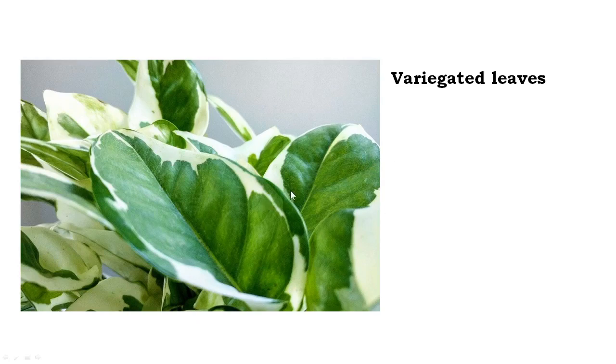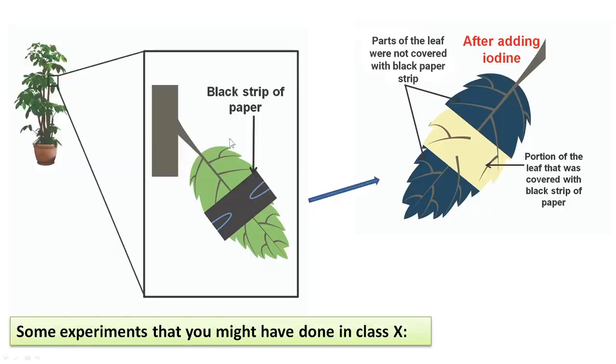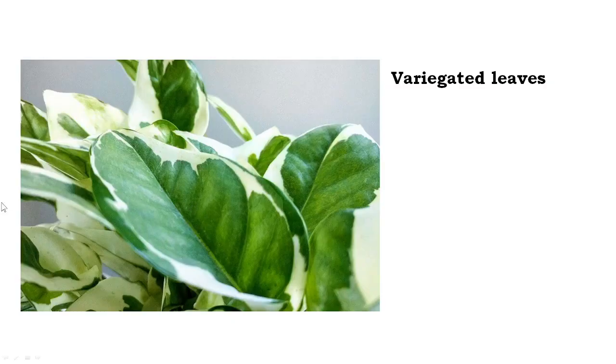You can also do one more experiment, right? You take a plant with a variegated leaf. So you take a variegated leaf and perform the same experiment as before. Then you will see that the green parts of the leaf will show starch test positive, whereas the white or non-green parts of the plant leaf won't show starch test positive.